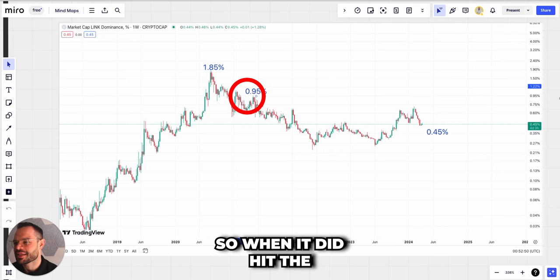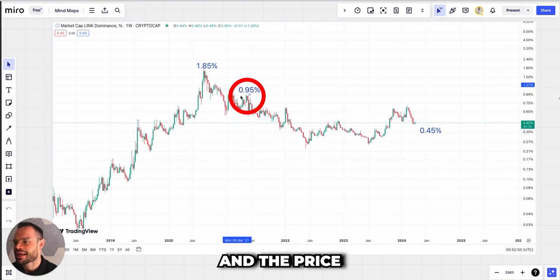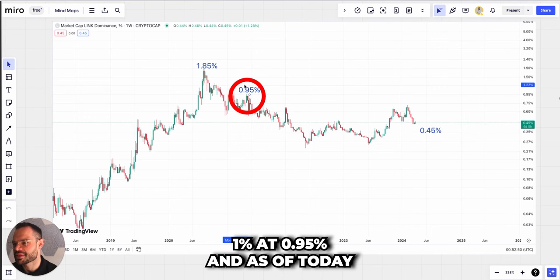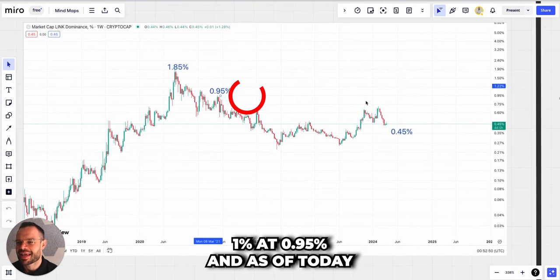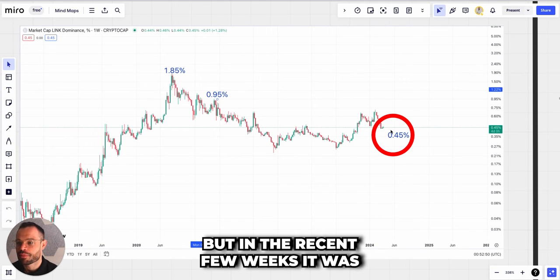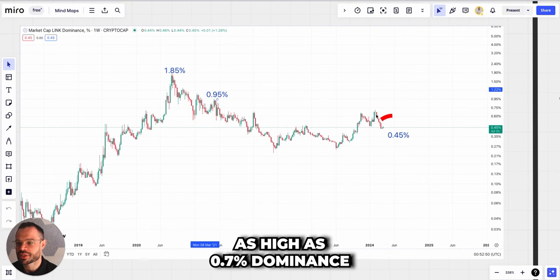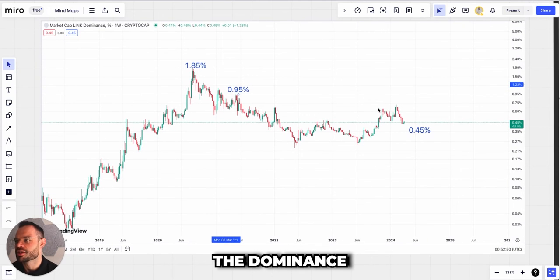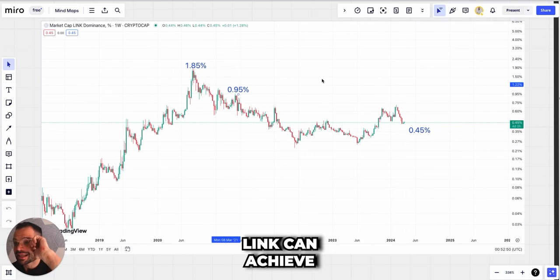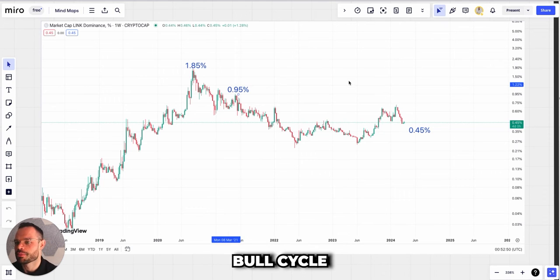So when it did hit the market cap of 21 billion and the price above $50 per Link token, Link was sitting at a market dominance just under 1%, at 0.95%. And as of today, end of March 2024, we are sitting at a 0.45% dominance. But in the recent few weeks, it was even up as high as 0.7% dominance. So again, the dominance is something that we're going to use in our price prediction equation. So it is important to think about this and think about how much market dominance Link can achieve at the height of this current bull cycle.